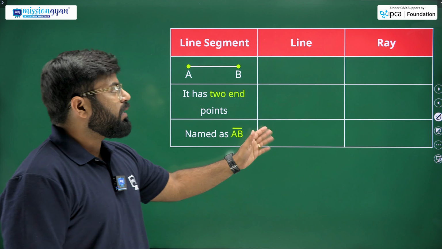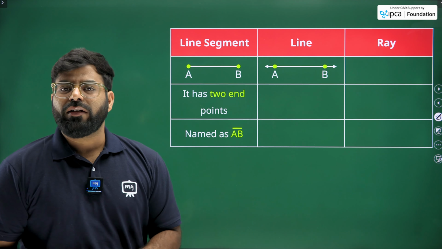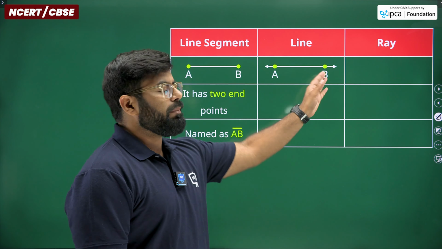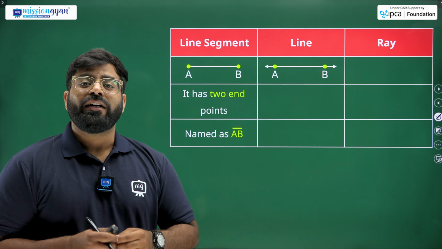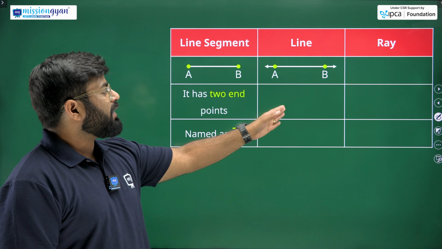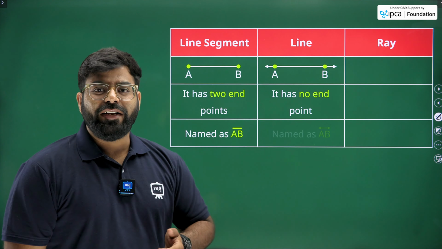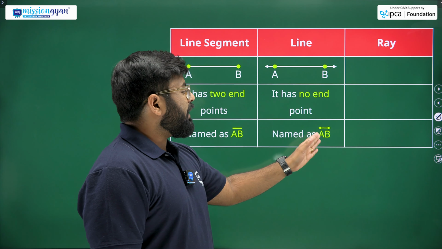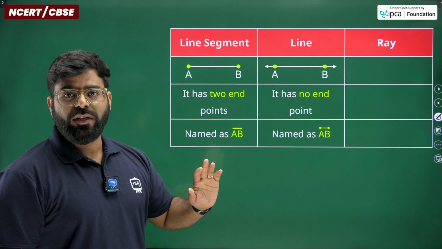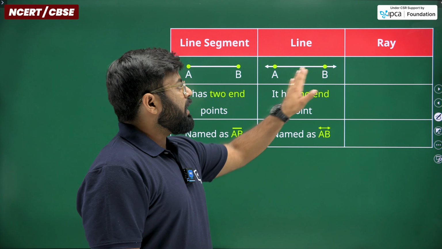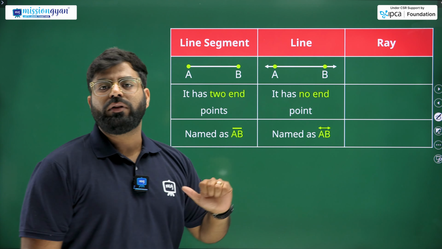Let's move towards the line. As you can see on screen, you have a line, that is line AB. We know that line does not have any endpoint, so we can say that line has no endpoint. And how do we denote it? We denote it by writing line AB. Understood? We do not have any endpoint because it is extending in both the directions.